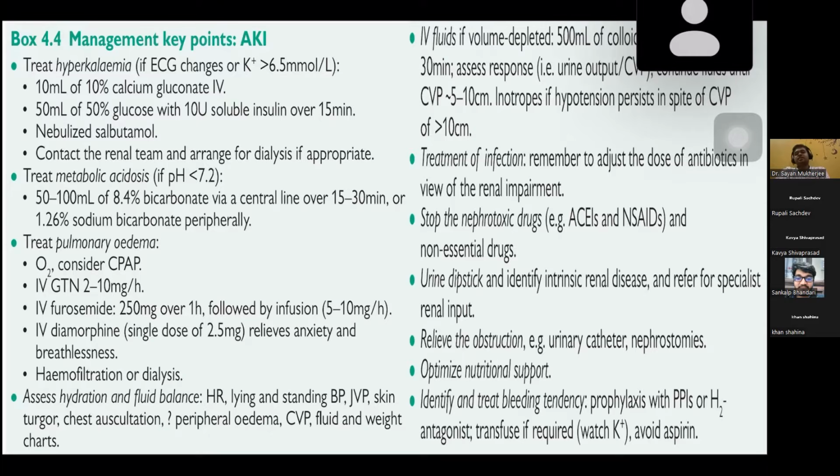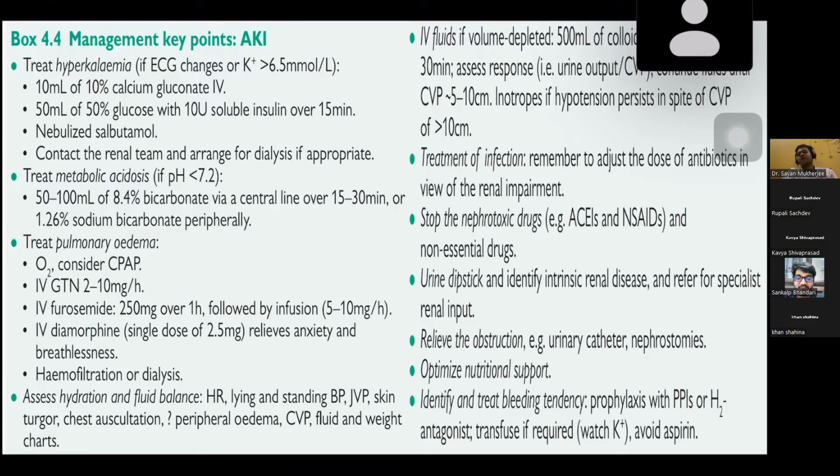If you see ECG changes, that means his heart needs to be protected. So we give 10 ml of 10% calcium gluconate. Why do we give this? It's not to reduce his potassium. It's to stabilize his heart's membrane. You see, when potassium is very high, it can lead to an arrhythmia.